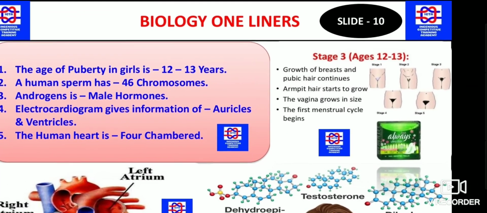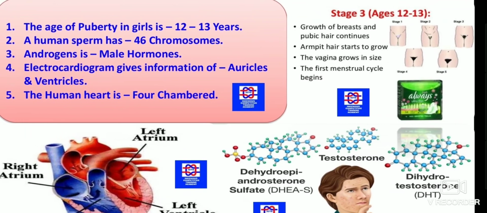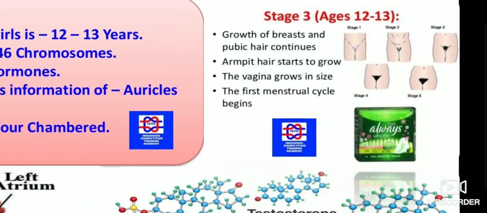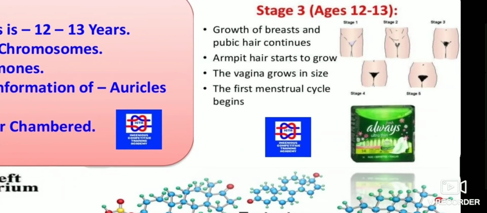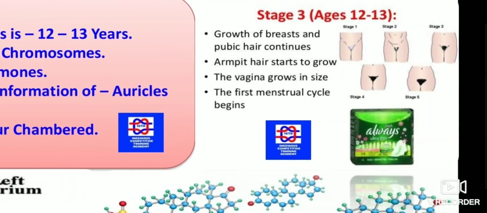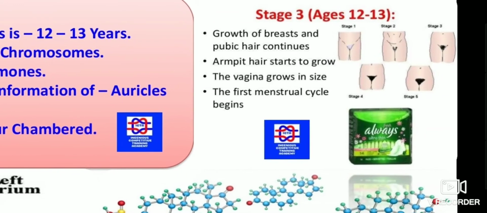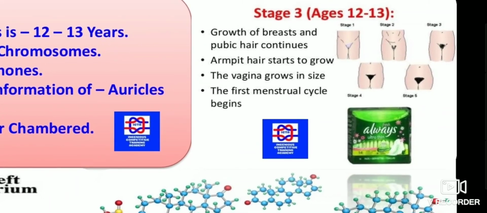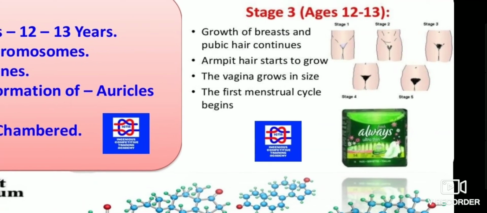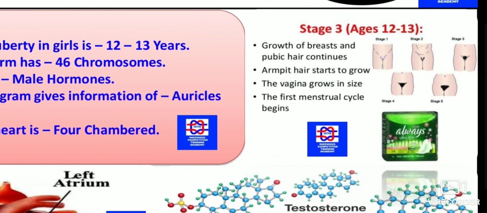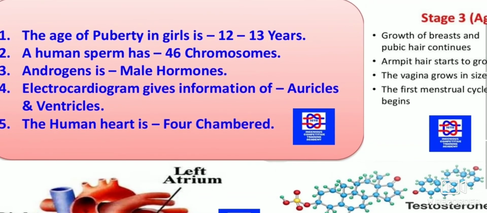Next we have the age of puberty in girls. Girls reach the puberty stage between ages 12 to 13 years. Growth of breasts happens, pubic hair continues, and armpit hair starts to grow. The vagina grows in size. The first menstrual cycle begins, and then you have to use pads.